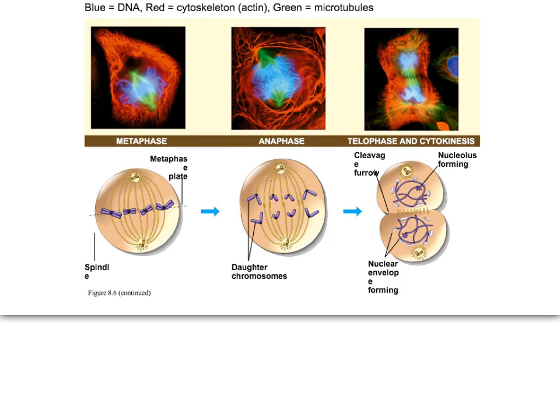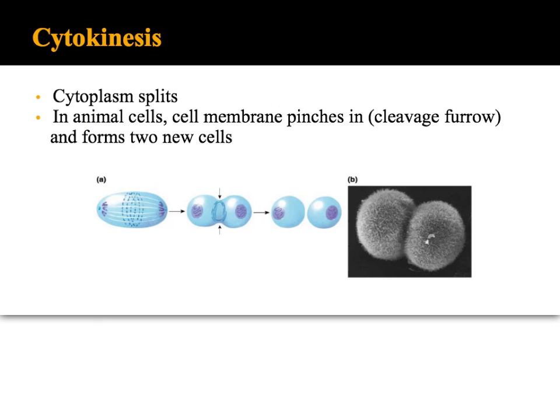In metaphase, my blue chromosomes lined up right down the middle of the cell. In anaphase, they were pulled apart. And then in telophase, I formed two distinct nuclei. So finally, the last thing we have to do is actually split the cell.